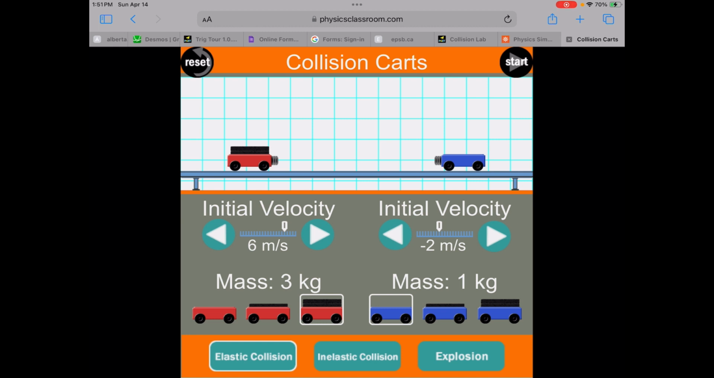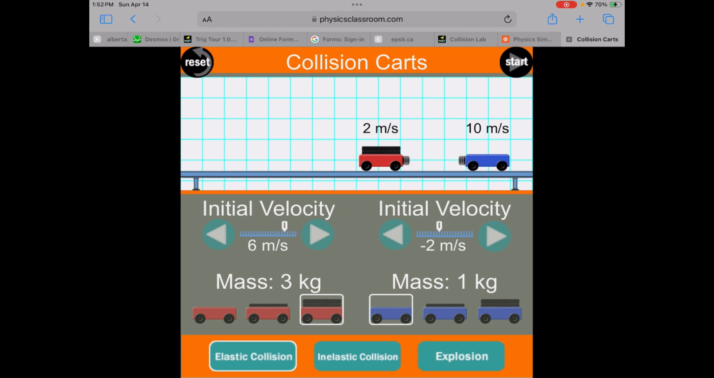Our blue cart, I kept the mass at 1 kilogram. Now the velocity is negative 2. So the blue cart has an initial momentum of negative 2 kilogram meters per second, right? 1 times negative 2. So what's the total momentum? Positive 18 from the red, negative 2 from the blue. So 18 plus negative 2 is positive 16 kilogram meters per second. That's the total momentum in our two-cart system to start with. The law of conservation of momentum tells us that the total final momentum after they collide must also be positive 16. Let's see what happens.